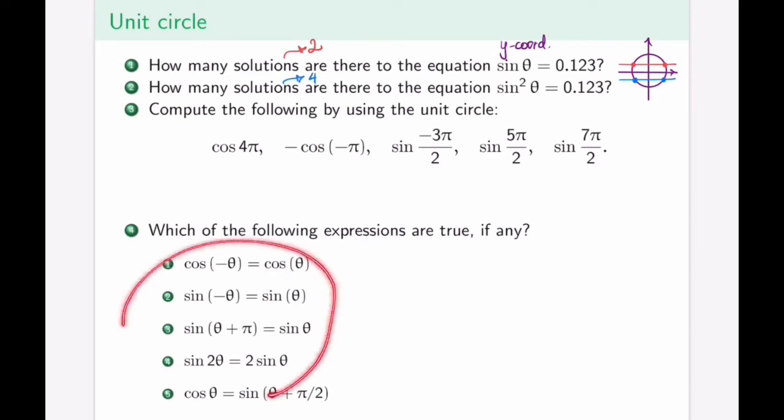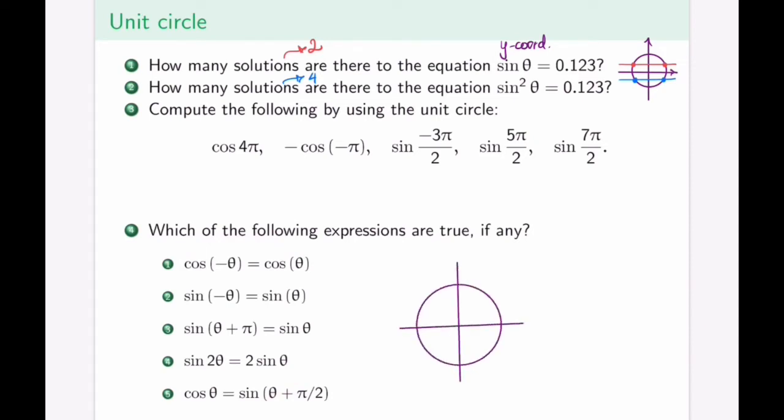We can also use the unit circle to justify why certain trigonometric identities are true and why some of them are simply not. So let me go through a couple of these. Here I have, again, let's say that this is a perfectly symmetrical unit circle.